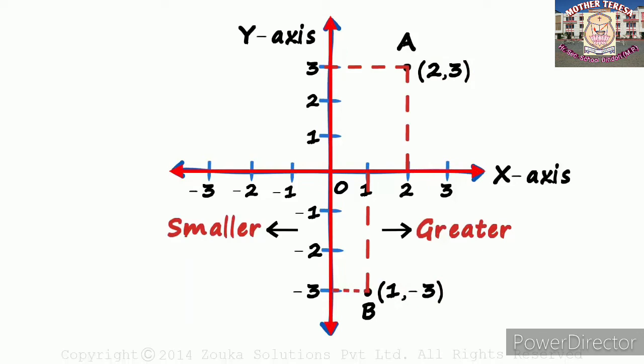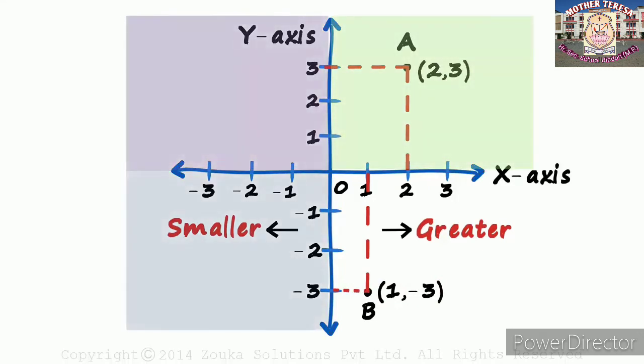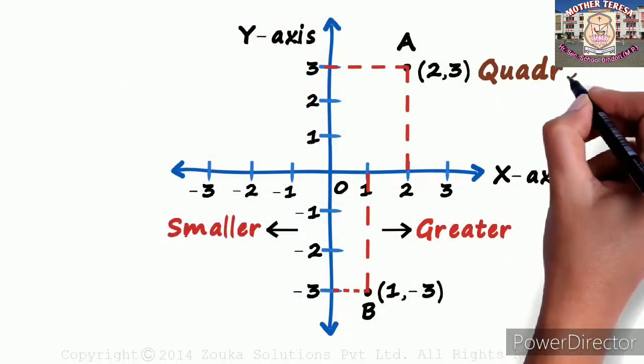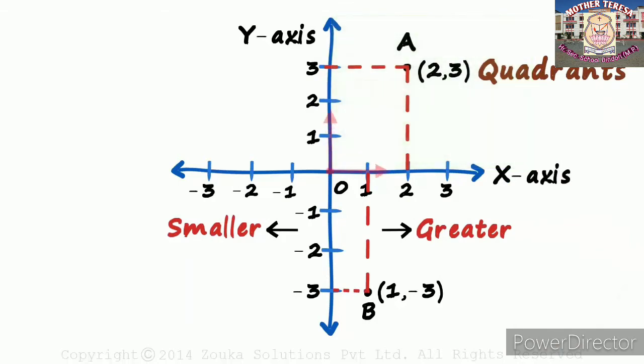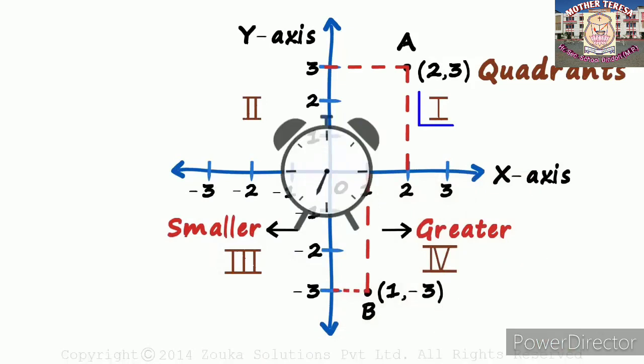These two axes divide the plane into 4 regions. This one, this one, this one, and this one. They are called quadrants. This region, where the x as well as the y values are positive, is called the first quadrant. The region to the left of it is called the second quadrant, y positive and x negative. This is the third and this is the fourth quadrant. It goes counterclockwise. 1, 2, 3 and 4.